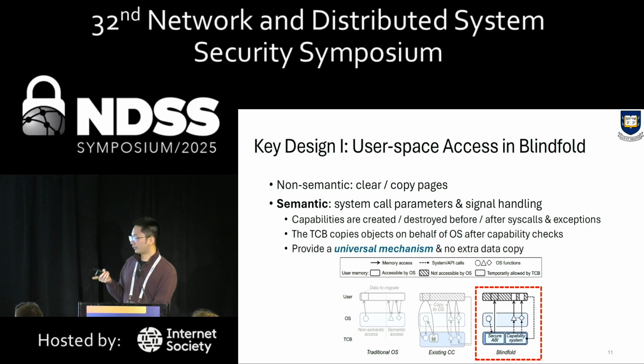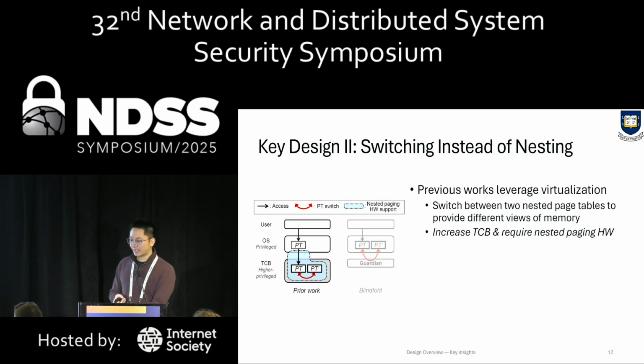So that's the first key design component of Blindfold, how we support user space access by the operating system. As for the second key design component, it is to enforce all the access policies in Blindfold. Our isolation mechanism is the key.